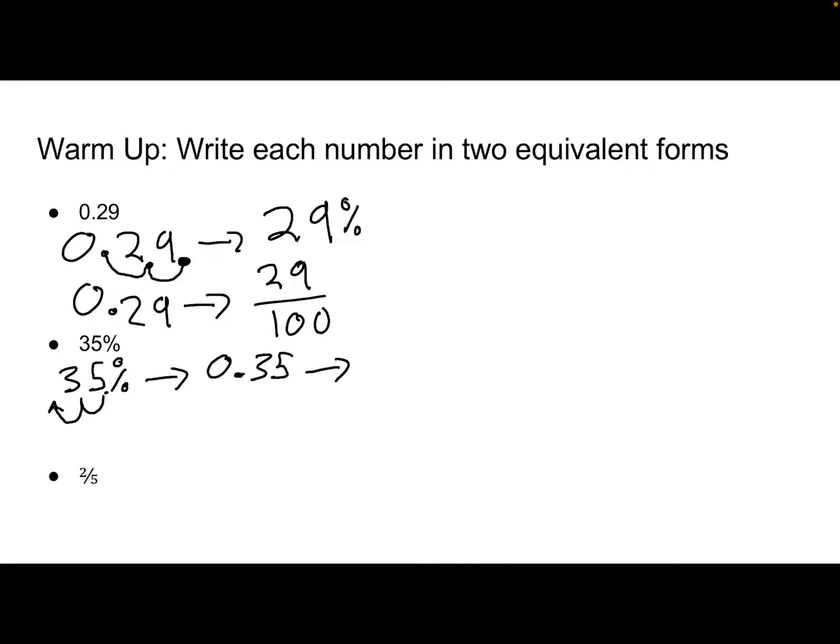Now, I'm going to leave this in decimal form to go to a fraction, because it's a little bit easier. We have to ask ourselves, what unit are we in? Well, we are in our hundredths place. So we should write this as 35 over 100.